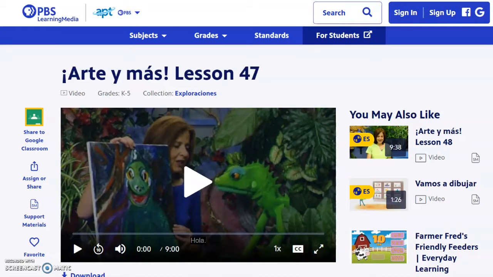Many people from Mexico speak a different language called Spanish. Since we are talking about the Mexican holiday, the Day of the Dead, I thought that we should also see if Señora Alicia could talk to us about different colors in Spanish. Are you ready? Hola, vamos a cantar.